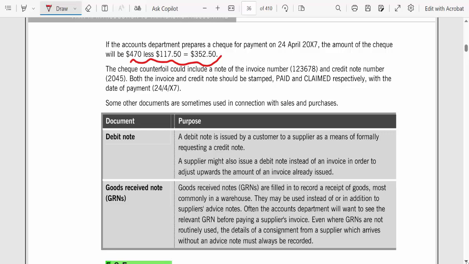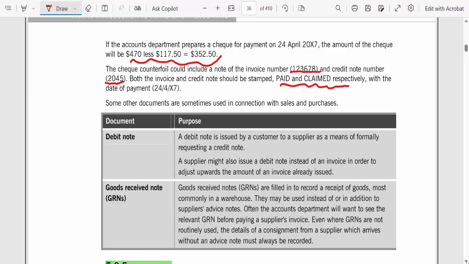1. Record the invoice and credit note numbers. On the payment documentation, such as the check counterfoil or a payment record, they should note the invoice number 123678 and the credit note number 245. This ensures that both documents are clearly referenced. 2. Stamp the invoice paid with the date April 24th, 20X7, indicating that payment has been made.